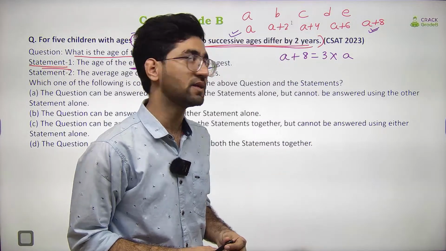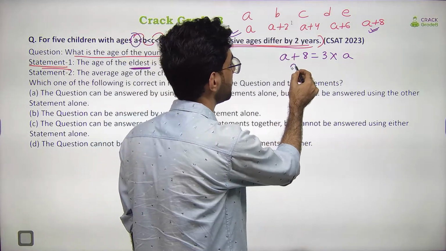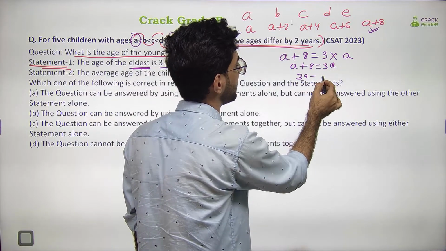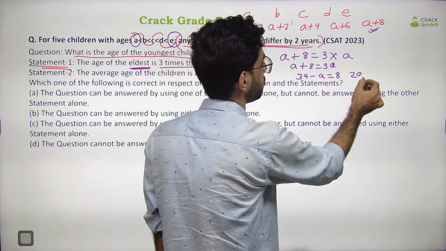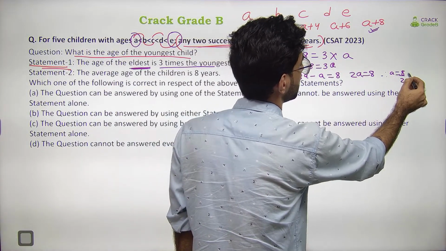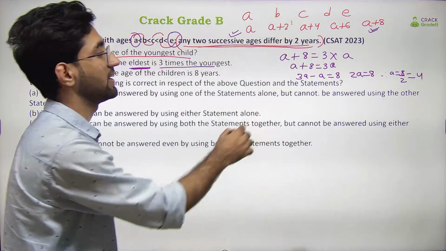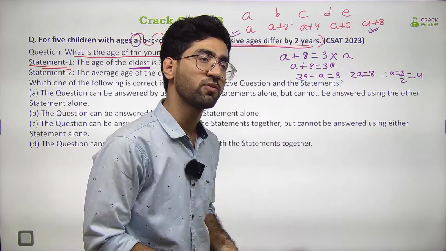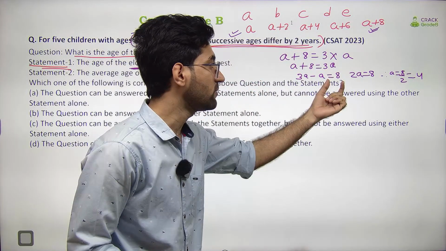Yes, we can find the value of A. Simple. A plus 8 equal to 3A. If you solve it, 3A minus A is equal to 8, 2A equal to 8, right? So A equal to 8 by 2, that is equal to 4. So basically, if you have found the value of A that is equal to 4, you have to recall what is A.